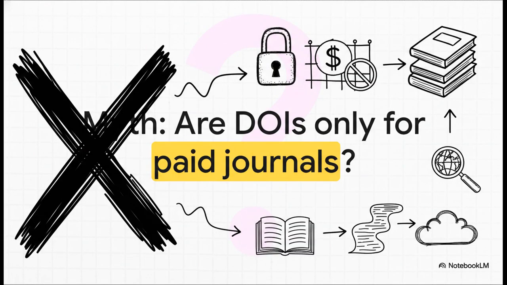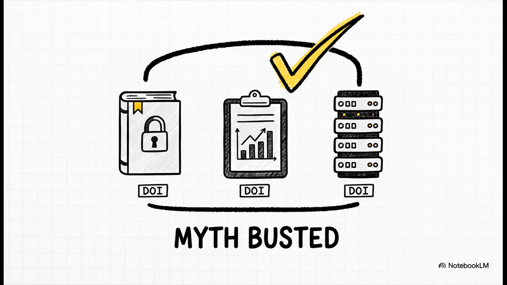And here's the second myth that we really need to bust. This idea that DOIs are only for content that's locked away behind an expensive paywall. Yeah, that is just completely not true. Open access journals, free reports, public datasets, all of them can have DOIs, and they often do. Remember, the goal is discoverability and permanence for all scholarly content, not just the stuff you have to pay for.